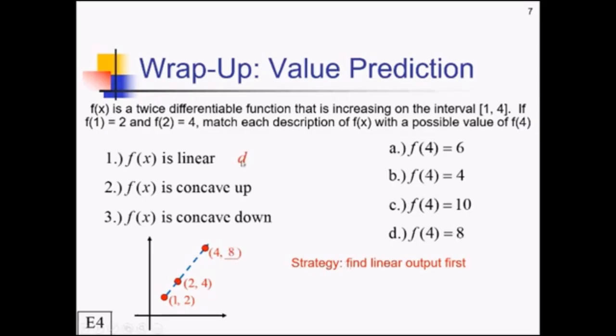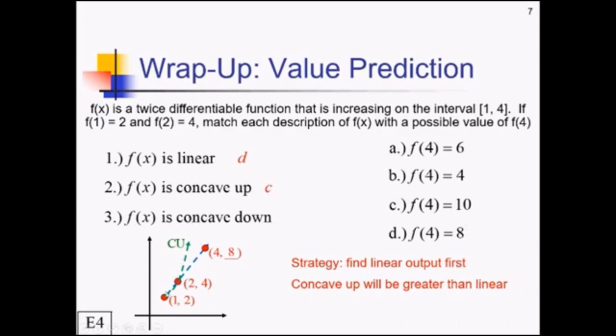Now, if you already know what the line should be, you can actually find concave up and down pretty quickly. Concave up, if you draw a picture like so, you'll notice that a concave up increasing is going to be greater than the linear output. So which of these answer choices is greater than the linear answer? Well, 10. That's the only one bigger than 8. So choice C for that one.